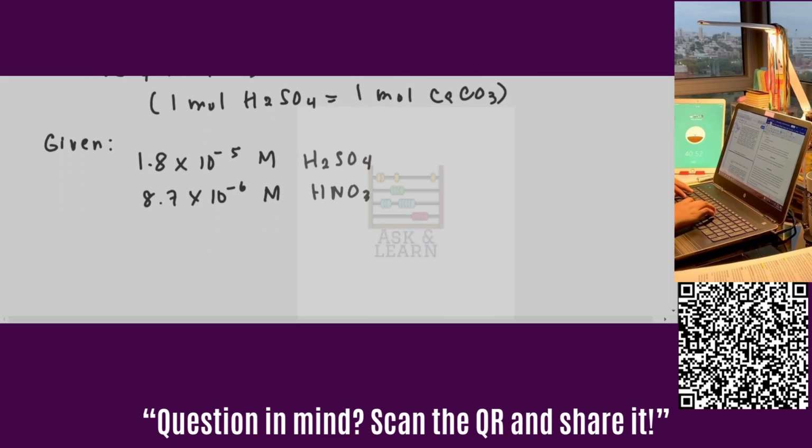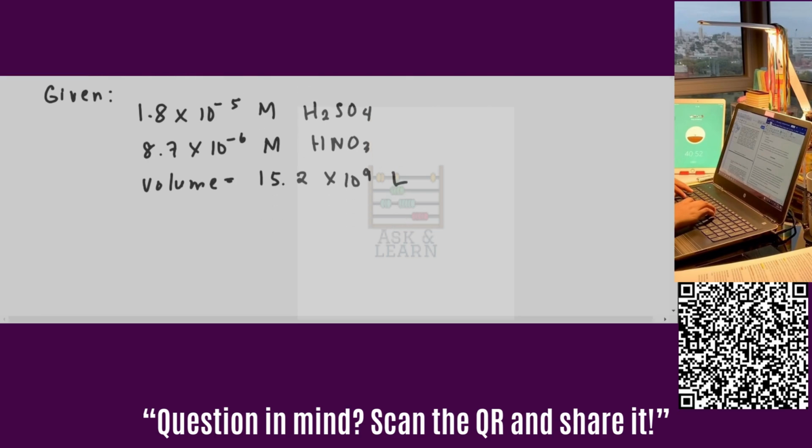And the volume of the solution in which these two acids are dissolved is given to be 15.2 billion liters. So this is the volume, 15.2 billion, that's going to be 10 to the power of 9 liters. And we wish to find the kilograms of CaCO3 needed to neutralize the said amount of acid in the given volume.